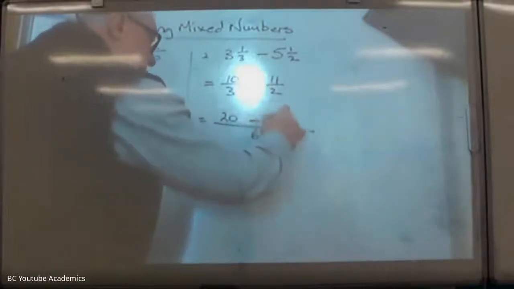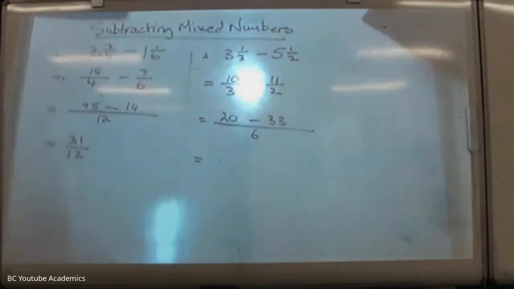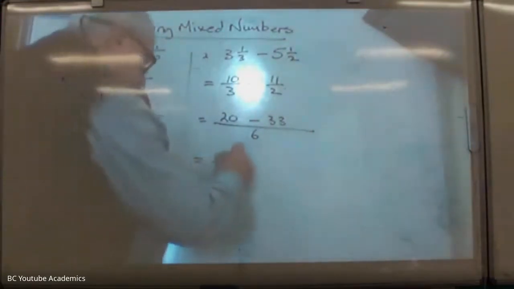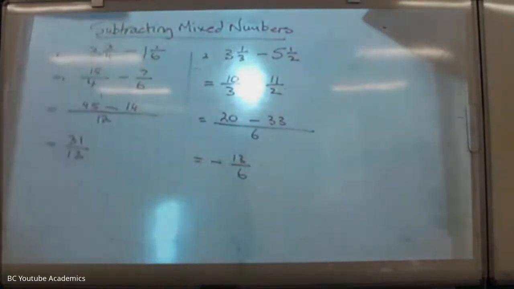Minus 33 over 6, and subtracting there we get negative 13 over 6, and I write that minus sign in front of the fraction next to the equal sign, so equals negative 13 over 6.